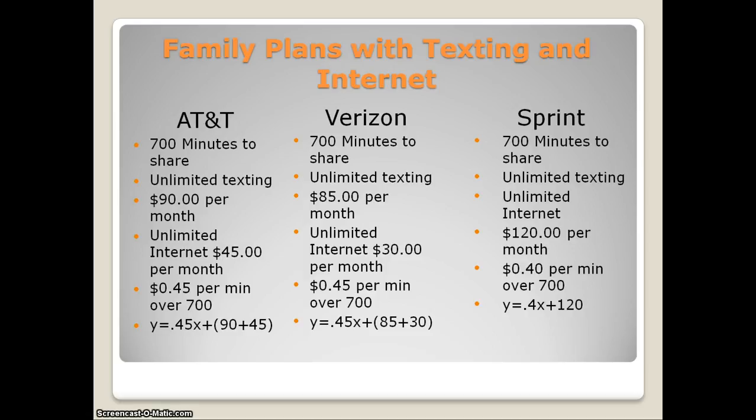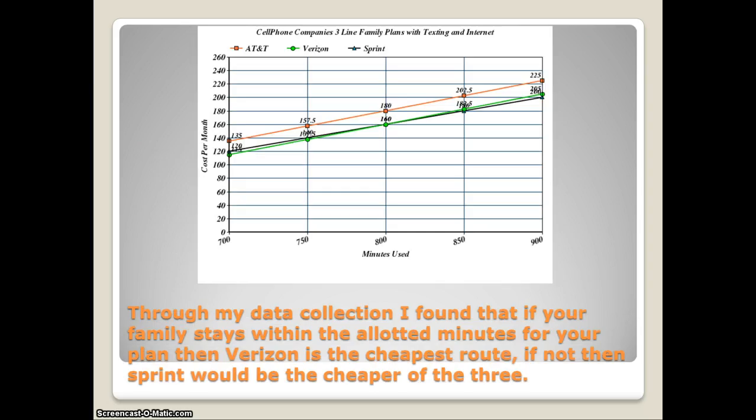the internet charge. Sprint has a bundle deal which gives you 700 minutes to share, unlimited texting, unlimited internet for $120 flat rate per month, and 40 cents per minute over 700. So your linear equation is y equals 0.4x plus 120. The 0.4 comes from every minute you're over 700, and the 120 is your initial monthly charge.